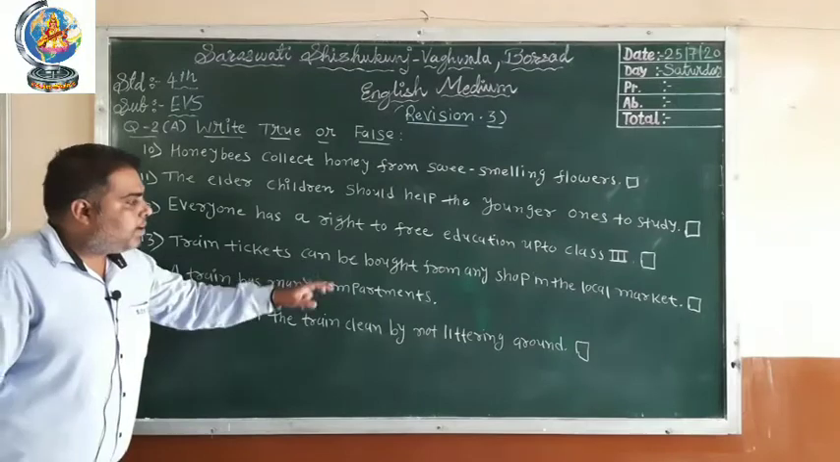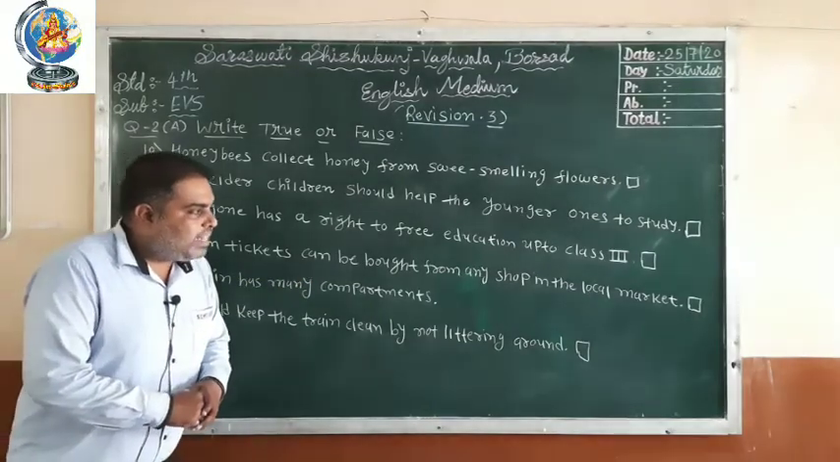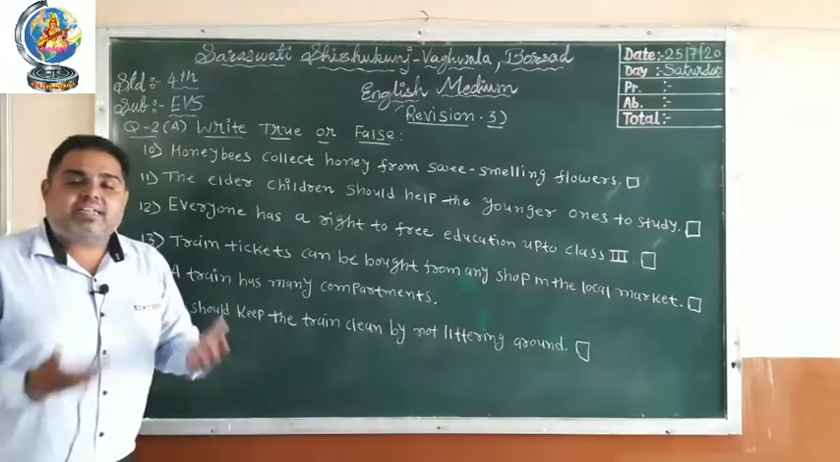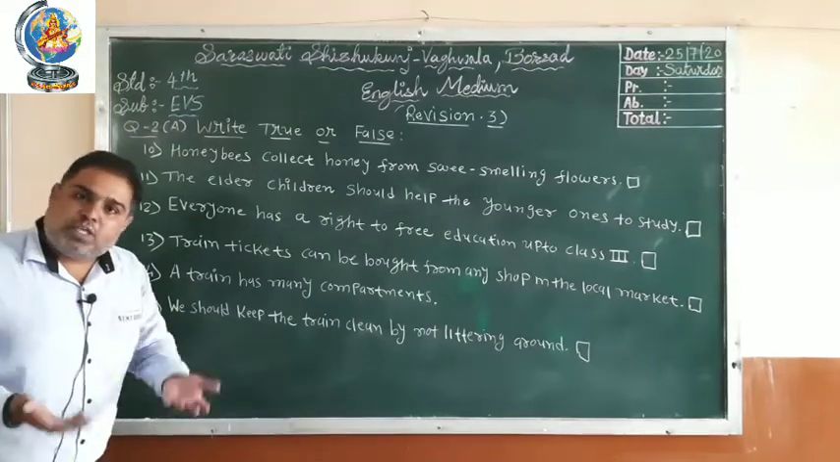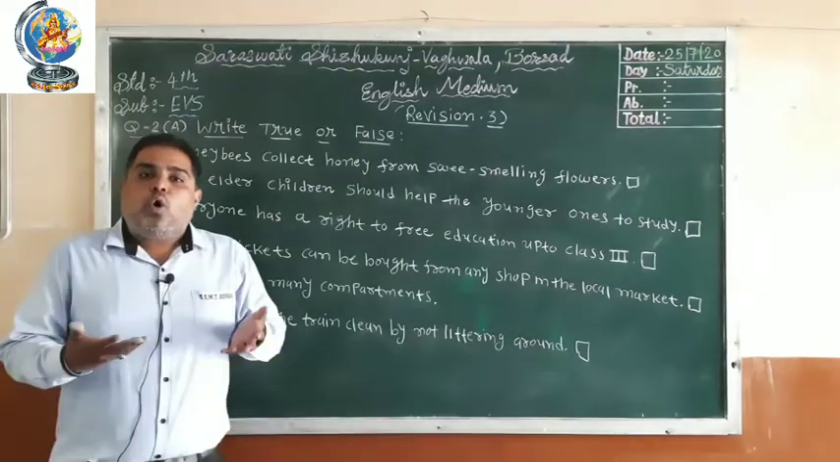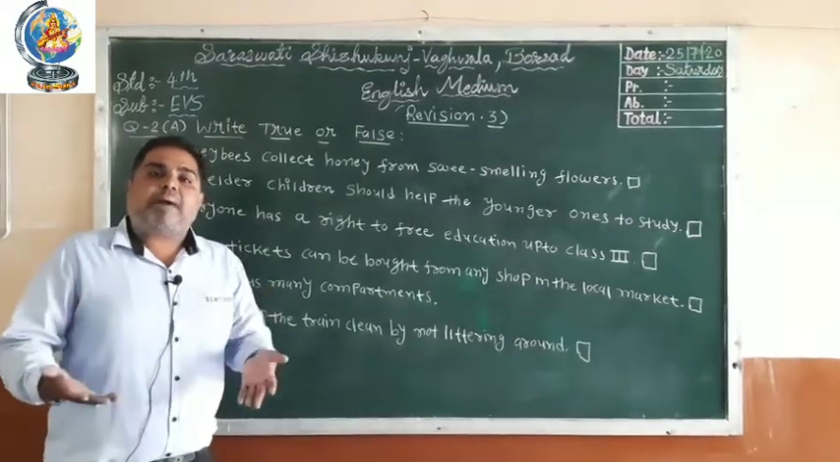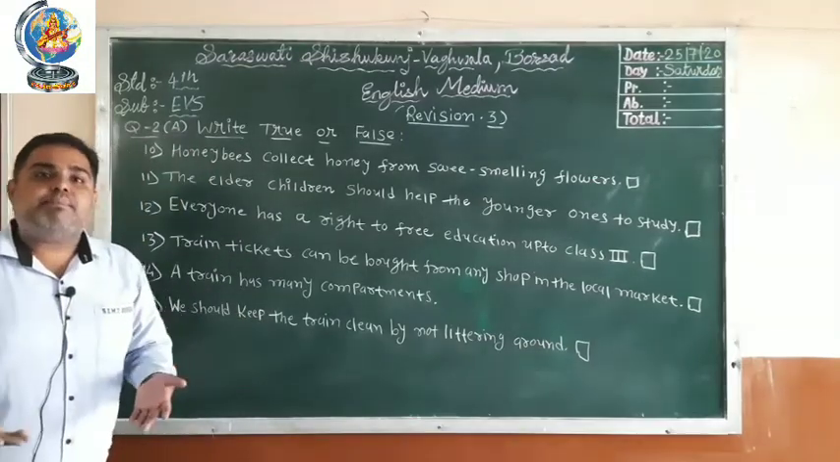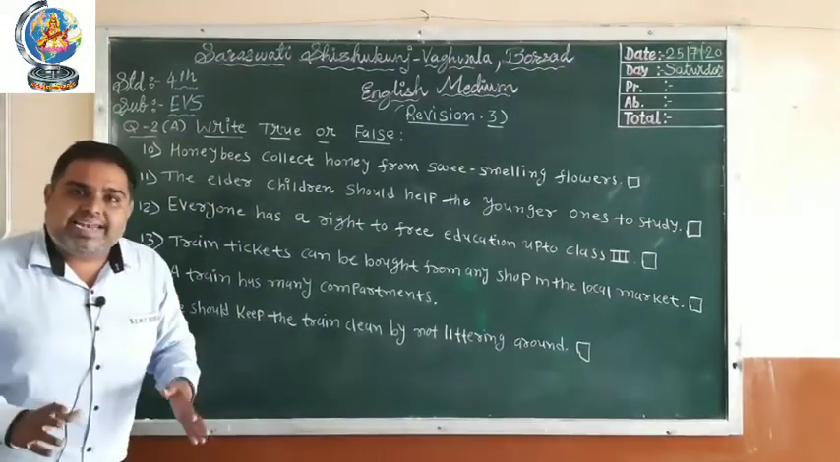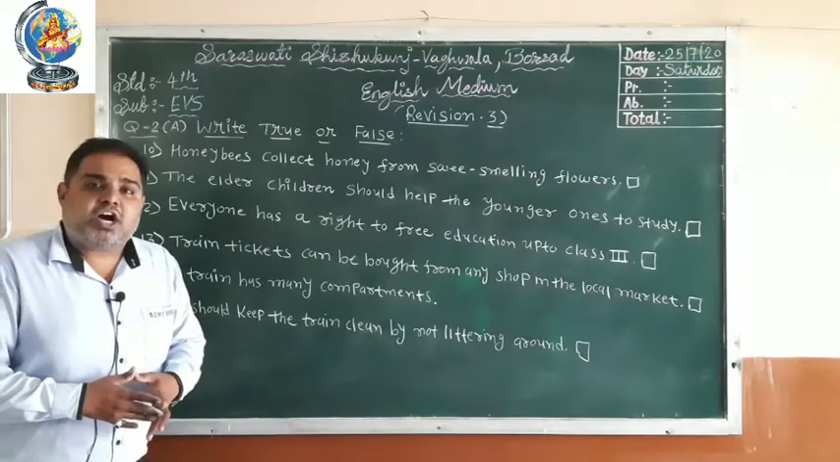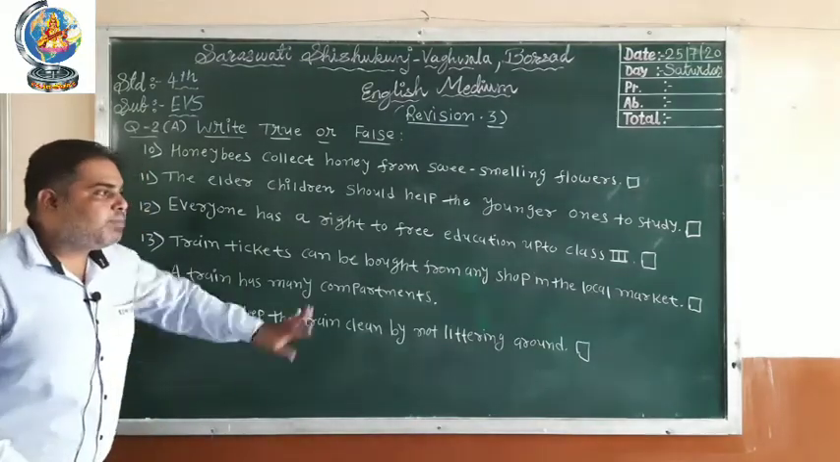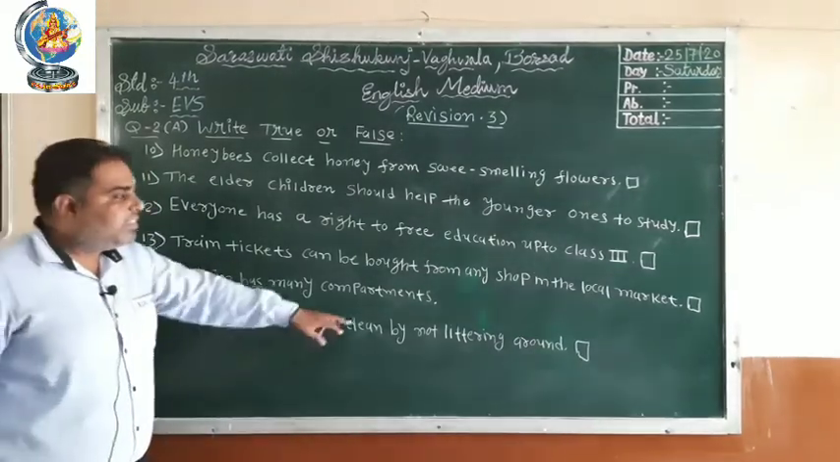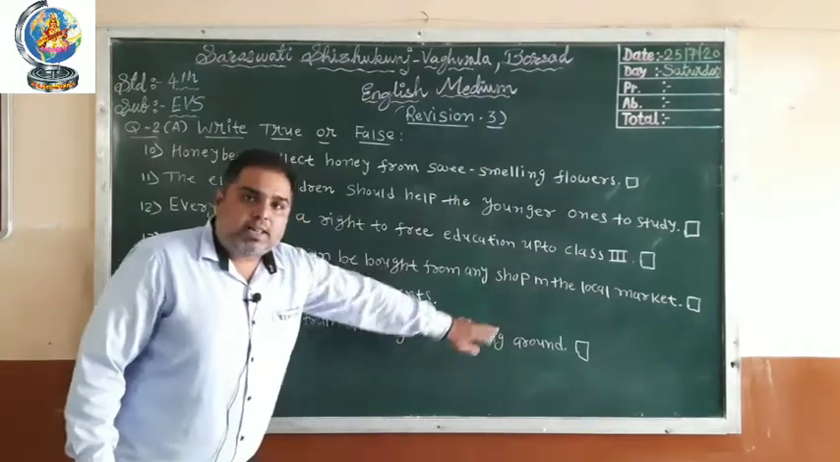Train tickets can be bought from any shop in the local market. Are the tickets available at any shop in the local market? No. So how can you buy a railway ticket? You can buy a railway ticket either online or from the railway reservation office. You cannot buy from any shop in the market. That is why this statement is false.